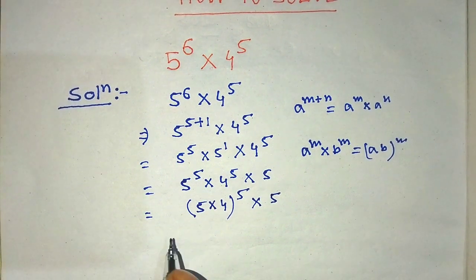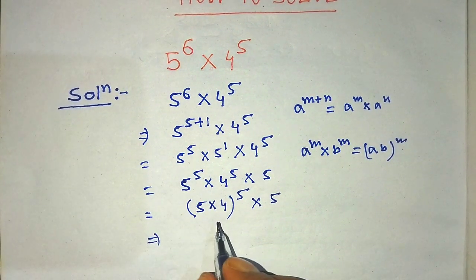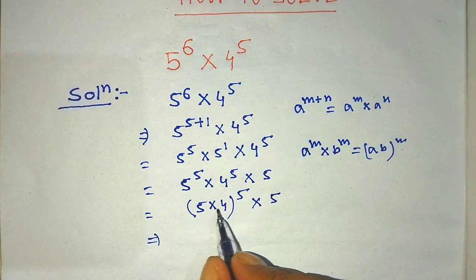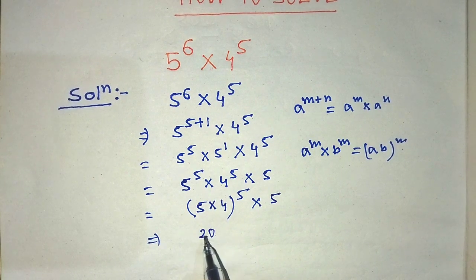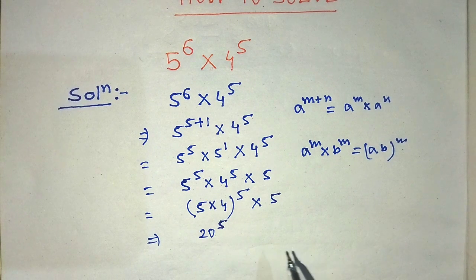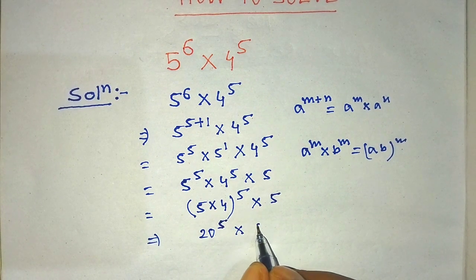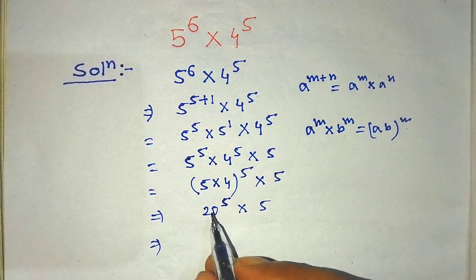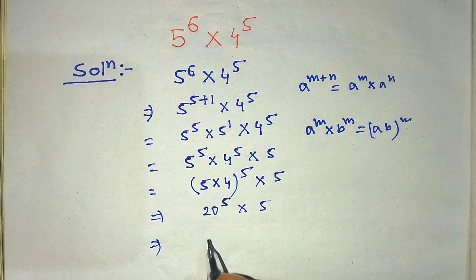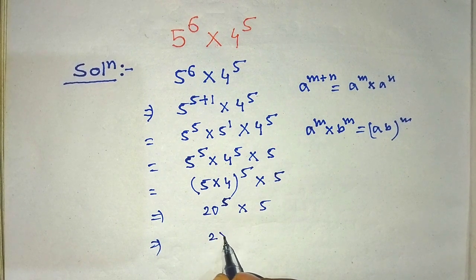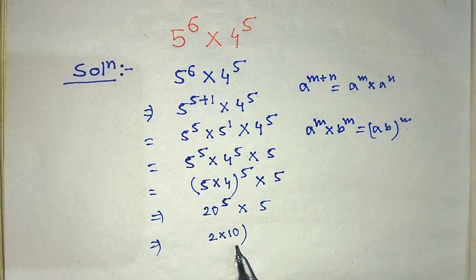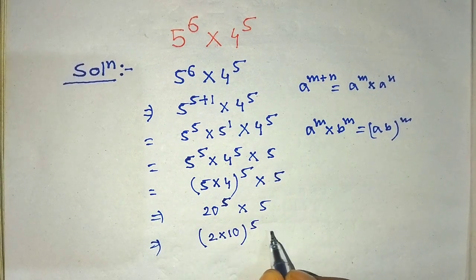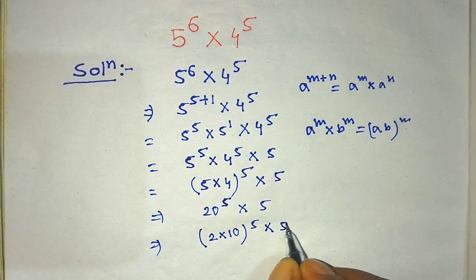Okay student. So my dear student, after that, if you multiply 4 with 5, then you get 20 and again we have to write 5 in the place of power into 5. So student, after that, to simplify this exponential form, we have to write in the place of 20, 2 into 10. Okay student, whole to the power 5 into again we have to write 5.